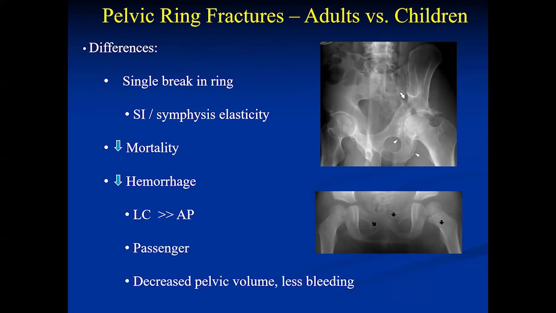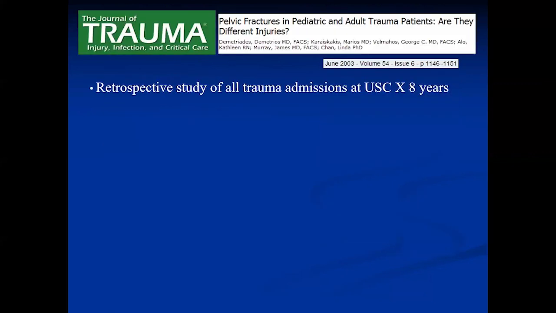In addition, you get LC grade and AP patterns. Typically, kids are passengers and they have decreased pelvic volume and less bleeding overall.